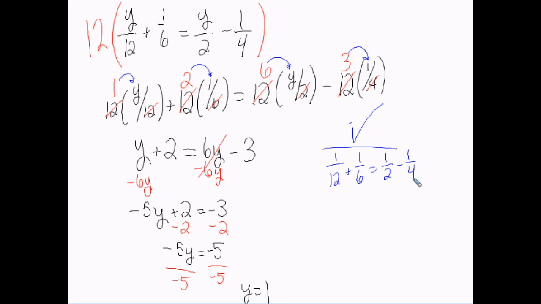Okay, so I plugged in the 1 for the y's. I'm going to give all these a common denominator. 1 plus 2 is 3. 6 minus 3 is 3. So even though I took away the fractions in order to solve the problem, I still got the correct answer. And so if fractions make you uncomfortable, which for a lot of people they do, you can clear them out. And then you don't have to work with them, aside from the initial clearing.